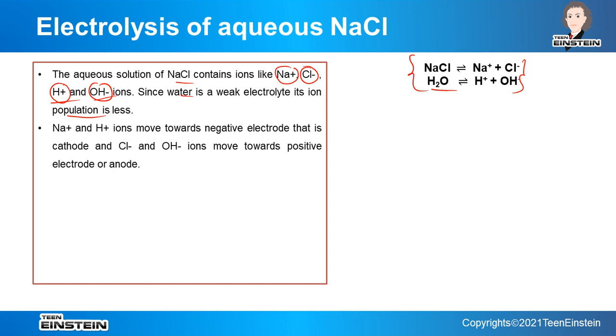Now here we have two cations, that is Na+ and H+, and we have two anions, chloride and hydroxide. The cations, Na+ and H+ ions, will move towards the negative electrode, that is the cathode, and the anions Cl- and HO- will move towards the positive electrode or anode. Now there is a competition between these two. In the previous case there was only one cation, so no question of competition, but now you have Na+ and also H+. Then who will accept the electron? Is it H+ or Na+?